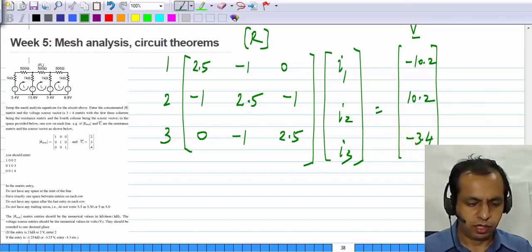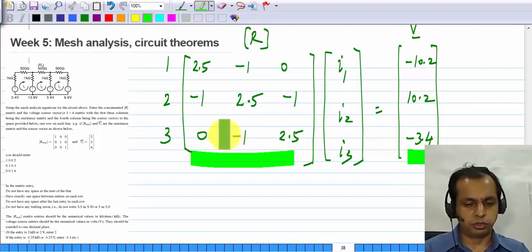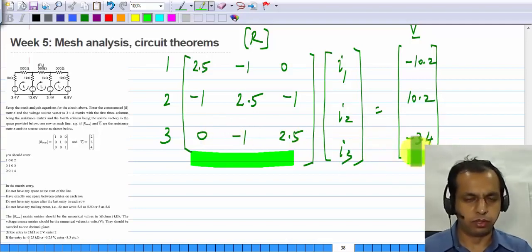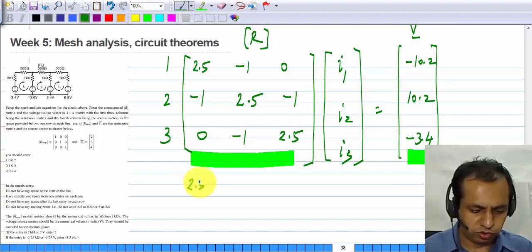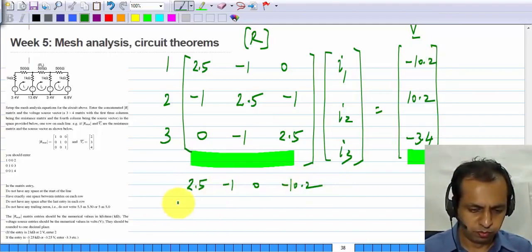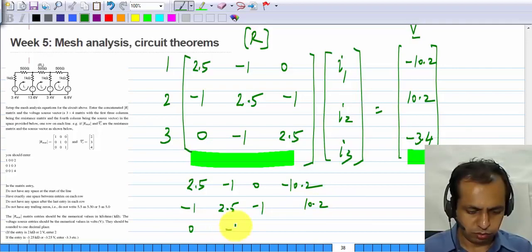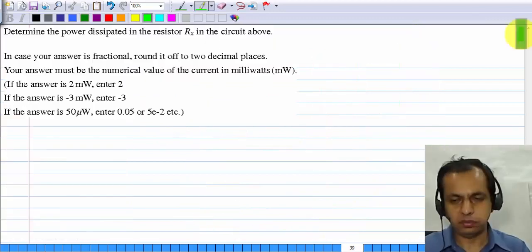In the answer you are asked to concatenate these two, and this is better than showing only this or that, because then we have the whole equation. So you basically have to write 2.5, -1, 0, and from here -10.2; -1, 2.5, -1, 10.2; and 0, -1, 2.5 and -3.4. So that's the answer that has to be entered.